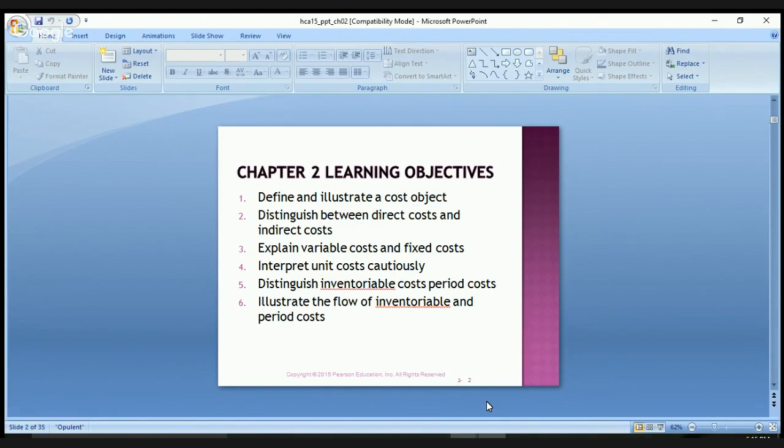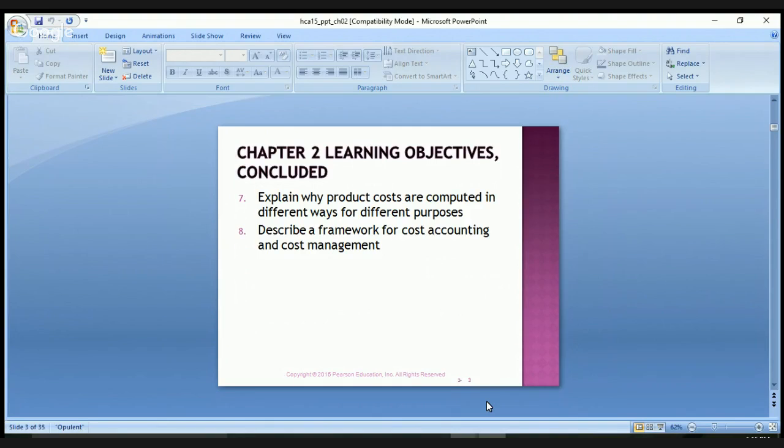We're also going to explain why product costs are computed in different ways for different purposes, and we're going to describe a framework for cost accounting and cost management.